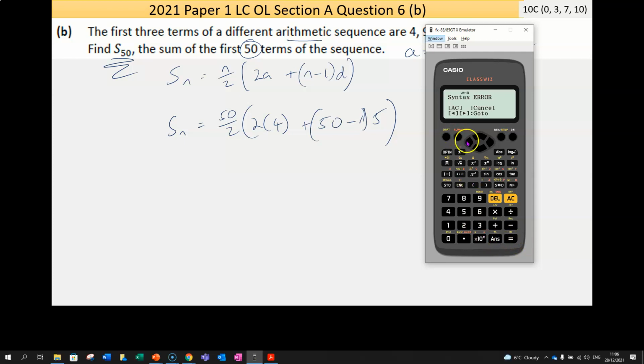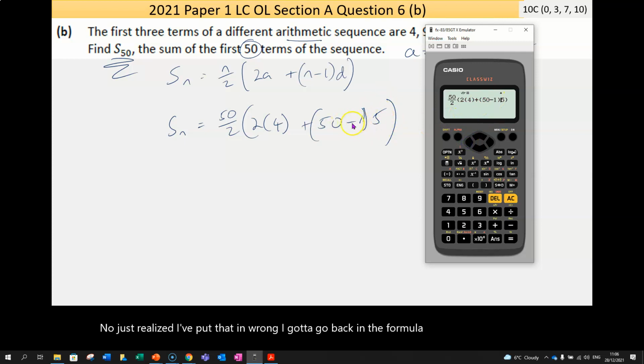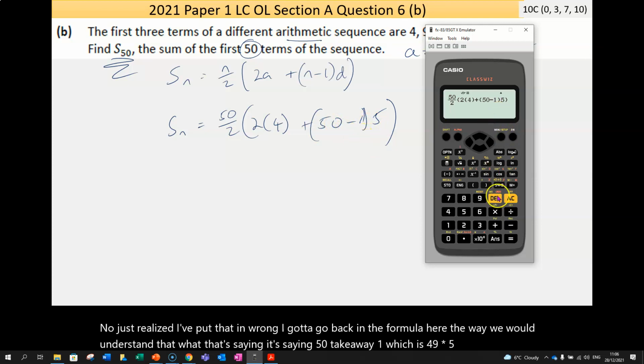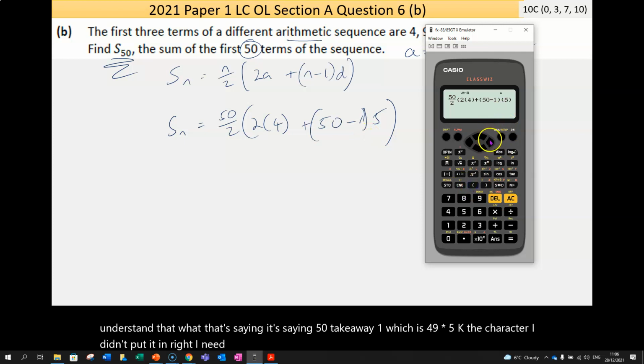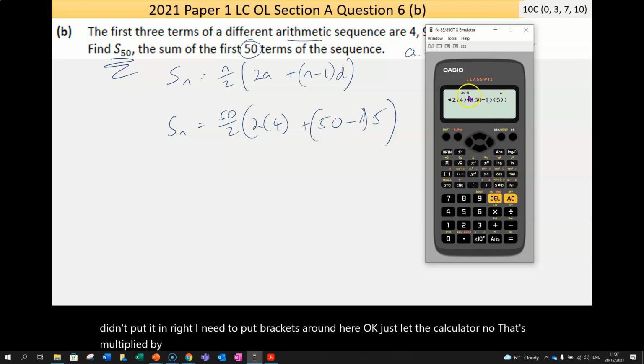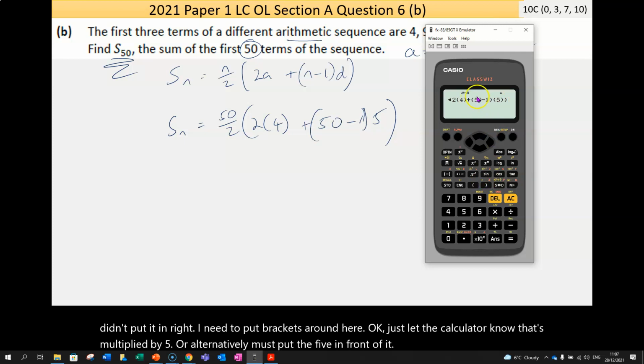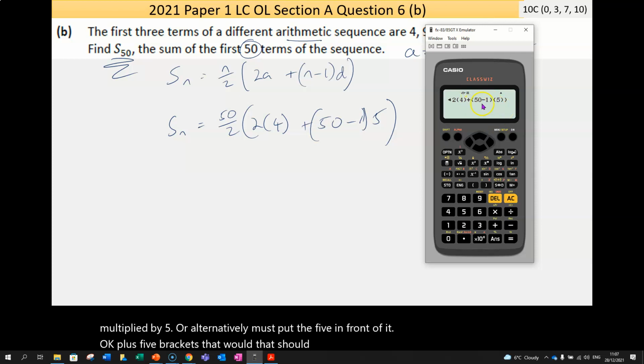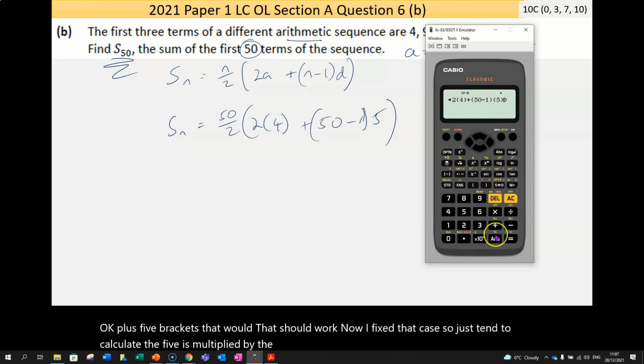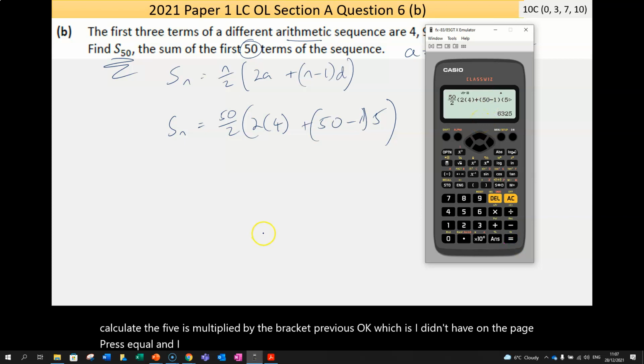Now I just realized I've put that in wrong. I'm going to go back. In the formula, the way it's written, we would understand what it's saying: 50 take away 1, which is 49, times 5. But I didn't put it into the calculator right. I need to put brackets around here to let the calculator know that that's multiplied by 5. Or alternatively, put the 5 in front of it. Now I fixed that, so the calculator knows the 5 is multiplied by the previous bracket. Press equal, and I got 6325.